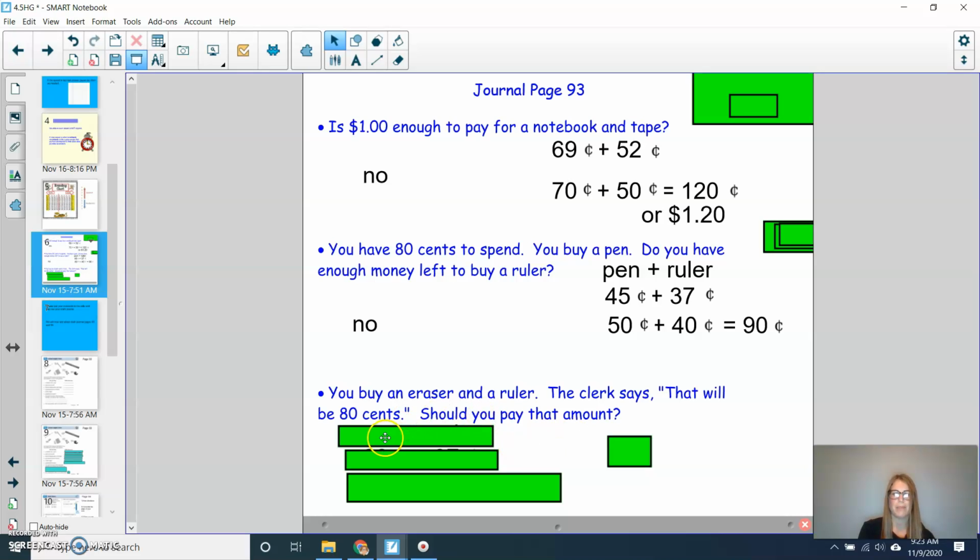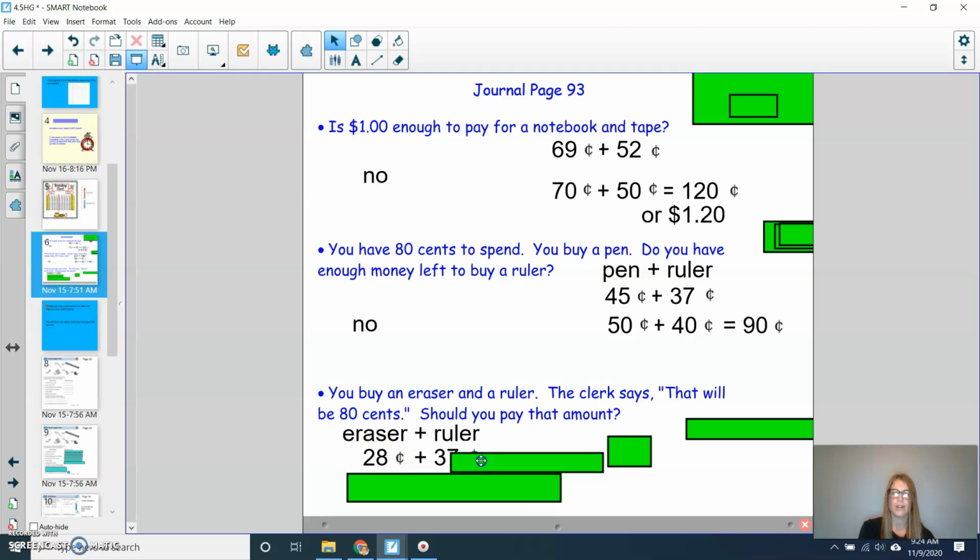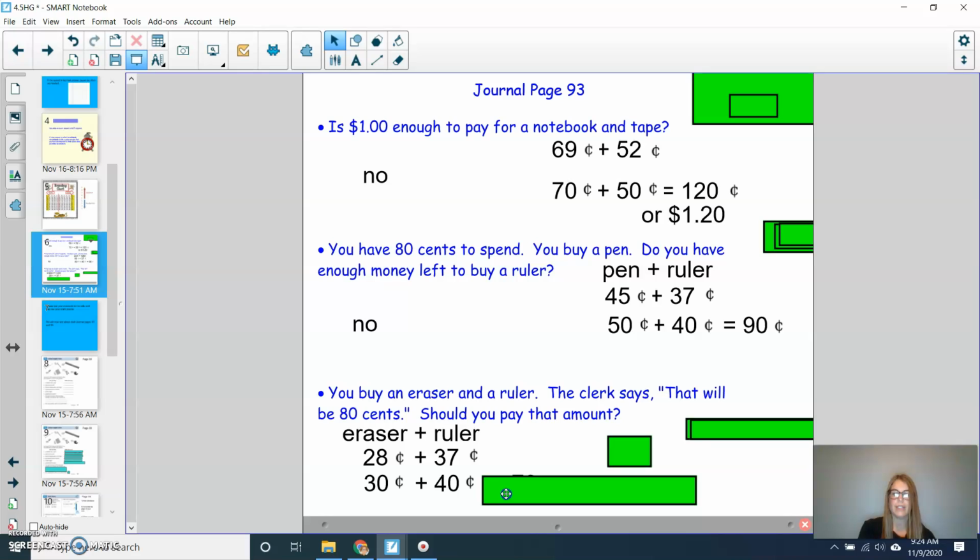Should you pay that amount? So if I'm going to buy an eraser and a ruler, an eraser costs 28 cents, a ruler costs 37 cents. Again, I want to be able to add this in my head, so I'm going to make an estimate. 28 cents is pretty close to 30, 37 cents is close to 40. So 30 plus 40 cents is 70 cents.